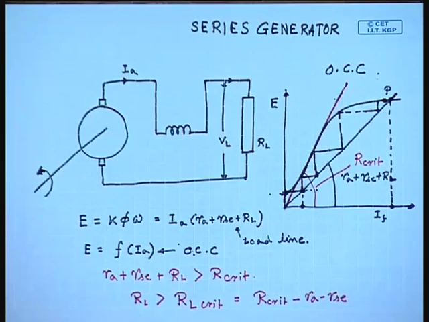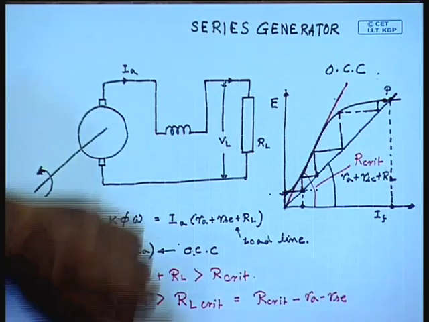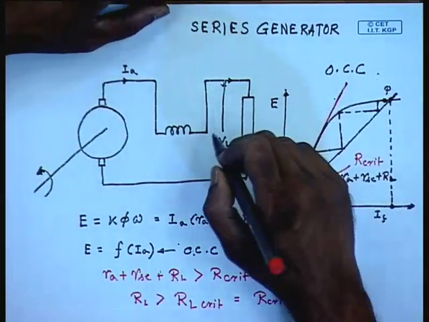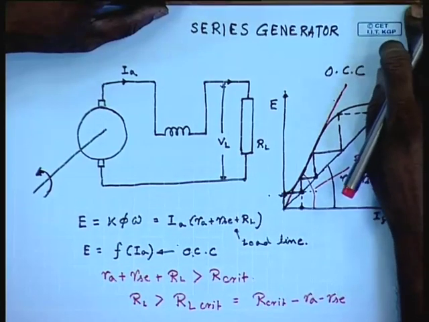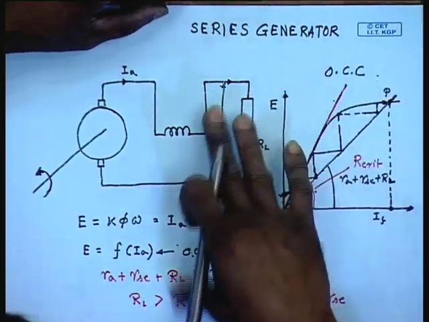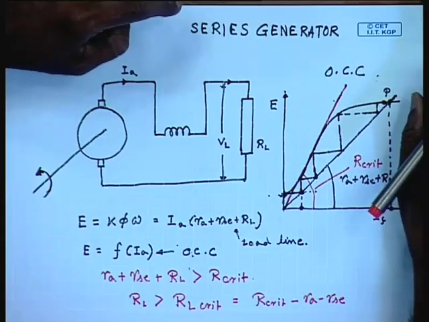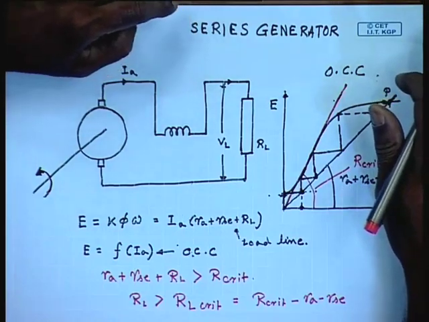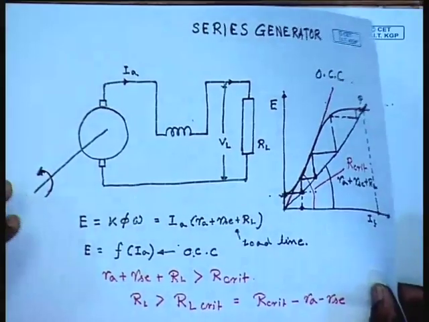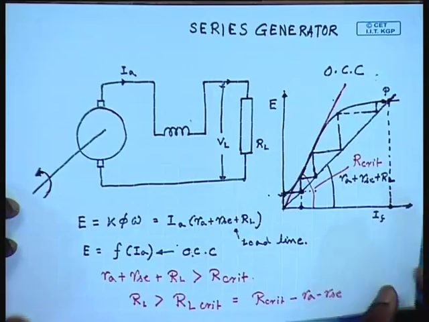It should be noted that the value of the resistance R critical or R L critical is a function of the rotational speed of the generator. Higher the rotational speed, higher is the value of this R critical. Then for a given load resistance, we can also define a critical operating speed, because the induced EMF is also proportional to speed, below which, for a given load resistance, this series generator will fail to build up.